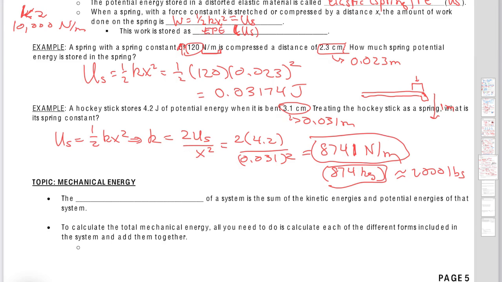So potential energies, that's what we talked about in this video. Now we're going to start focusing our efforts on combining all of our energies into one big concept, working our way all the way up to conservation of energy.